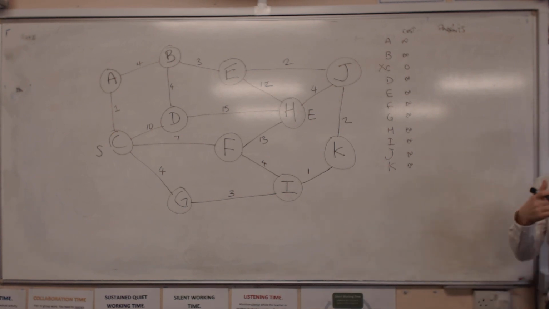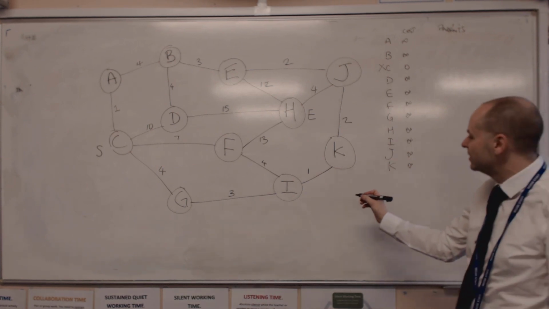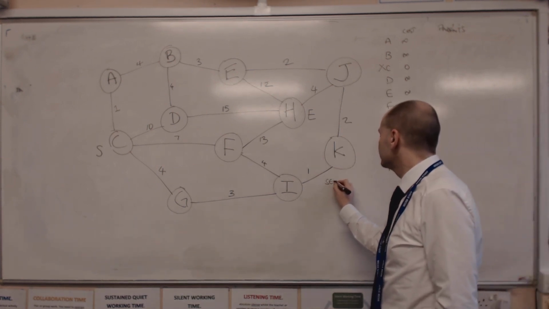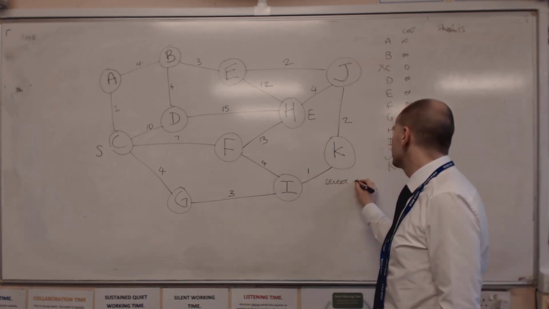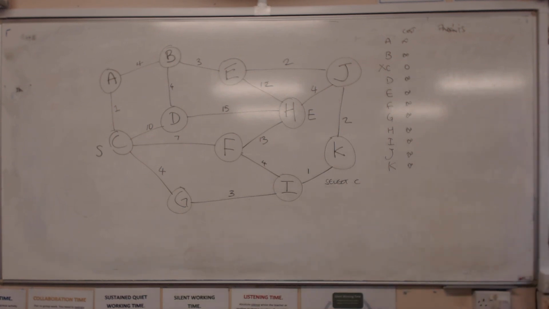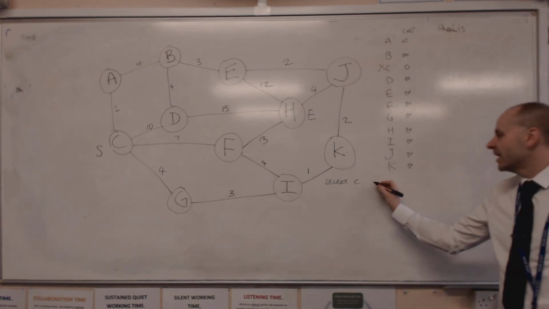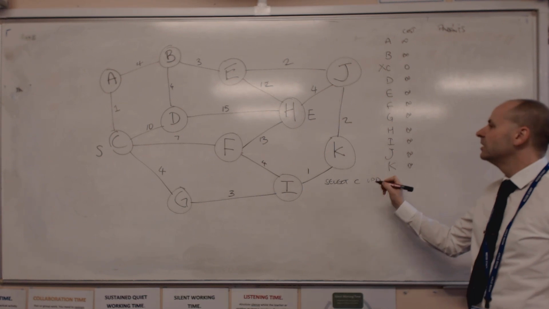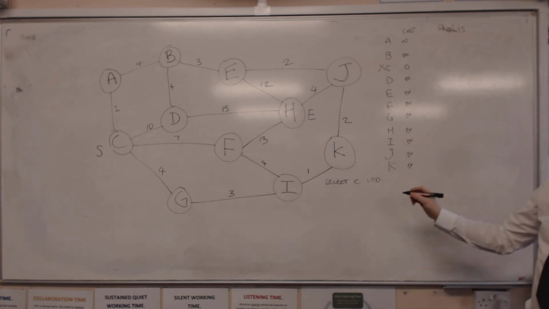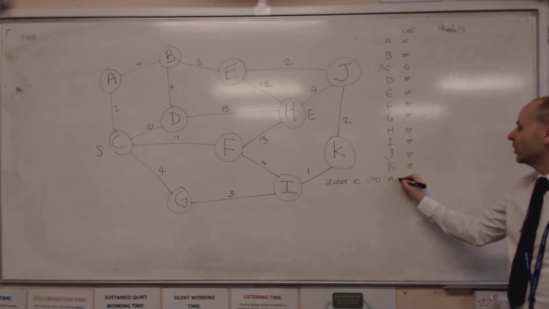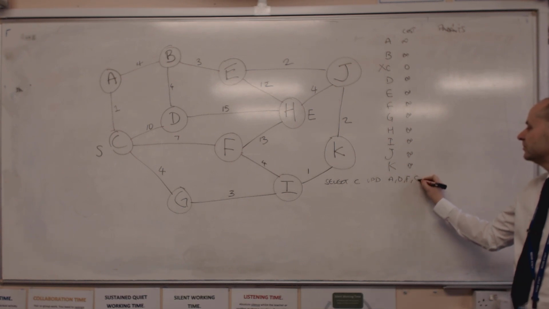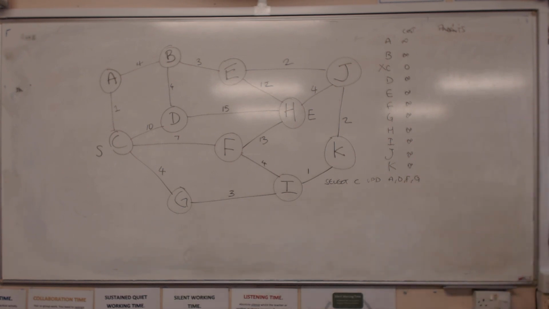This is the bit I would like you to get used to doing though. We're going to write down that process. So we have selected C, but we're going to update A, D, F and G. So I'm telling the exam board that they are the neighbours I'm going to investigate. I'm not going to put the numbers in because the numbers are going to be up here, so I'm not going to duplicate myself.